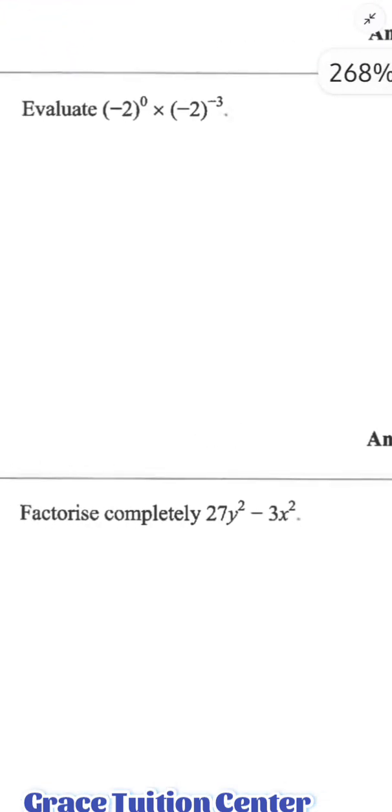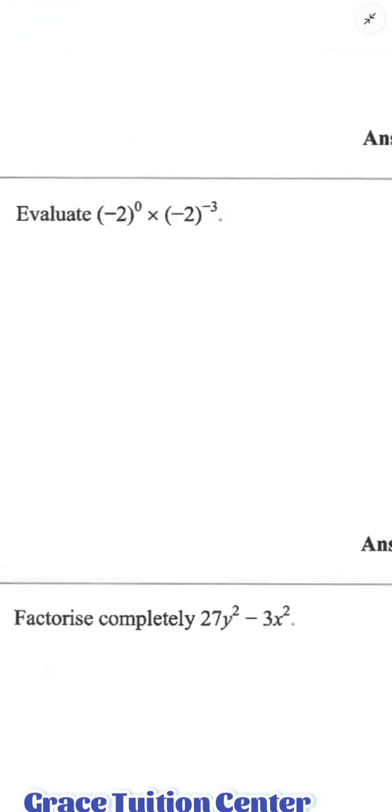Let's go ahead and look at the next question. So the next question is saying negative 2 to the power 0 times negative 2 to the power 3. Well, the word evaluate means find the exact value of. So to find the exact value of, we are going to just work our expression to one value.